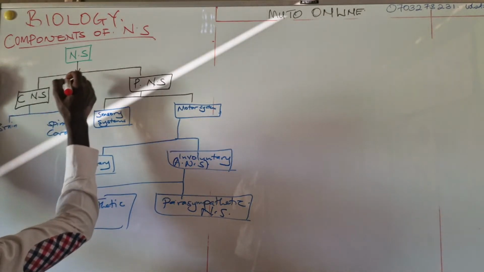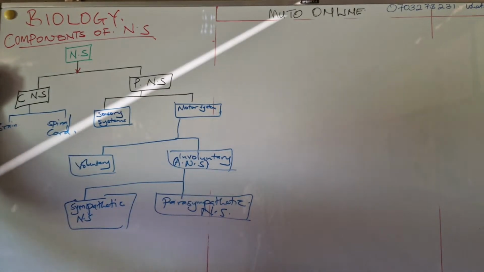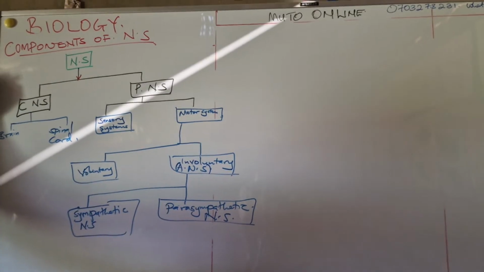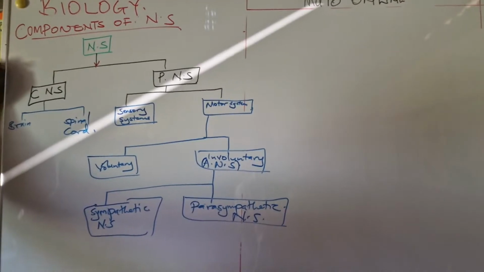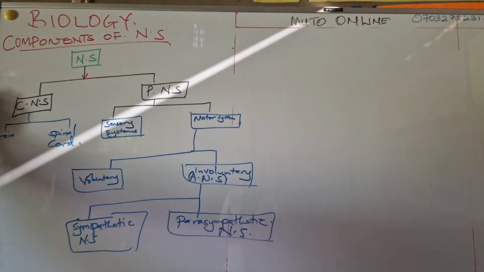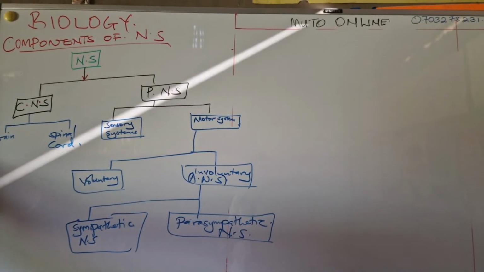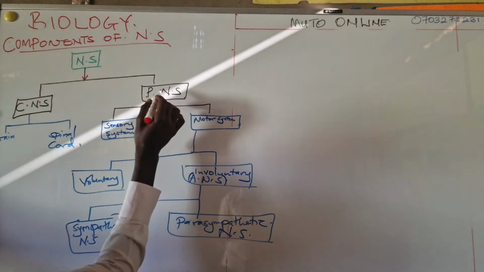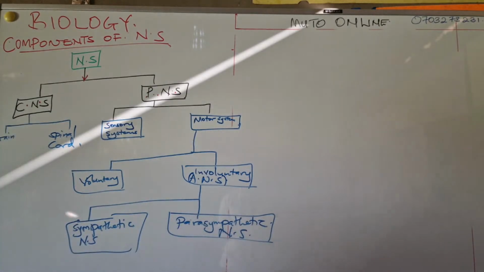To move into the details, the nervous system is made up of the central nervous system and the peripheral nervous system. They are the two components of the nervous system, the two major branches of the nervous system. I wanted to use this as a summary.